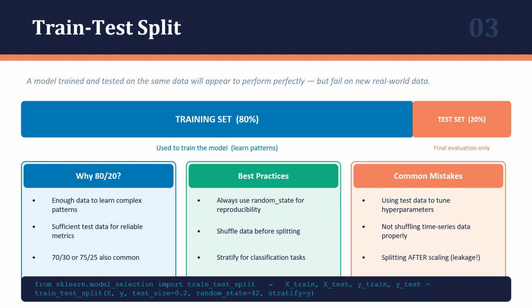So you can see how it works. Consider the training set at 80%. The model sees this data and learns patterns from it. And the test set is 20%.